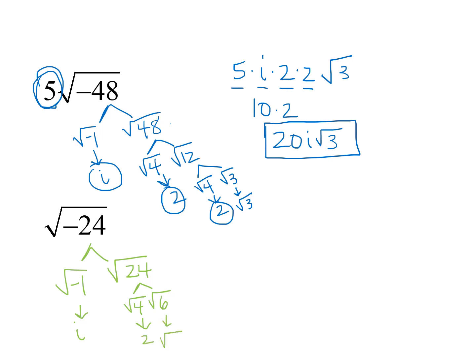Now remember, everything on the outside we're going to multiply together, and it's going to create one final term. So we're going to put the 2, then the i, and then the square root of 6, because there was nothing else I had to multiply together. So my final answer there would be 2i square root of 6.